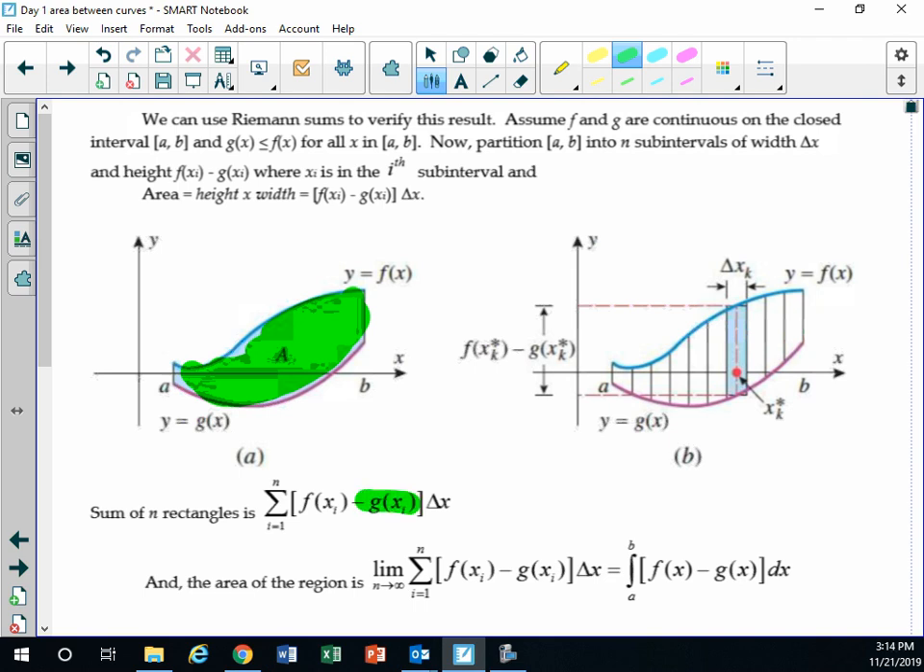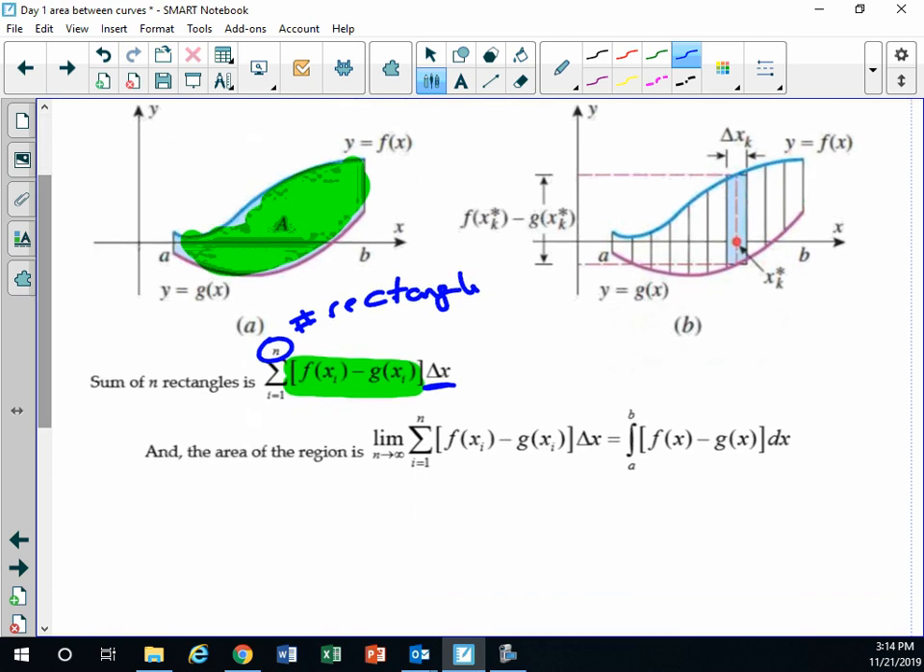So here's my F minus G, f of x sub i minus g of x sub i. Delta x is again that difference between the x values. The summation of i going from 1 to n, because I have an n number of rectangles. That should look familiar. And then I want that n to go to infinity because I want the most amount of rectangles possible, so they're the smallest rectangles that there are, but the most amount of rectangles so that I cover everything.